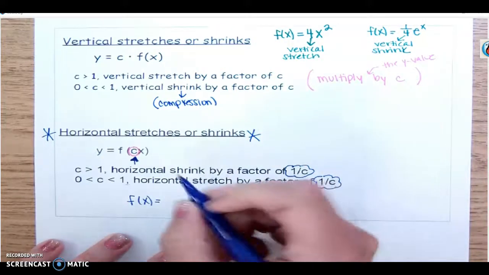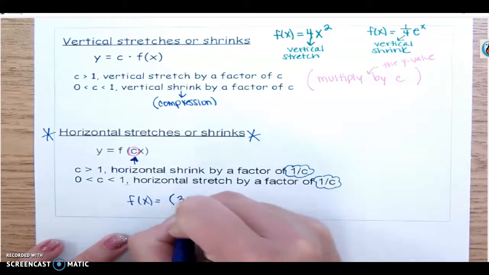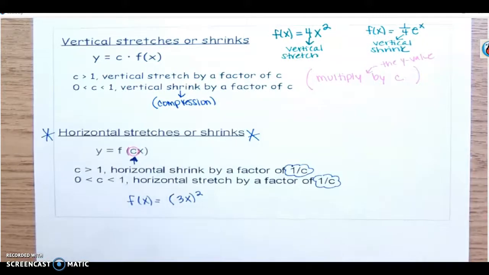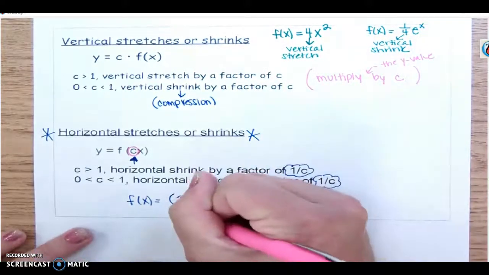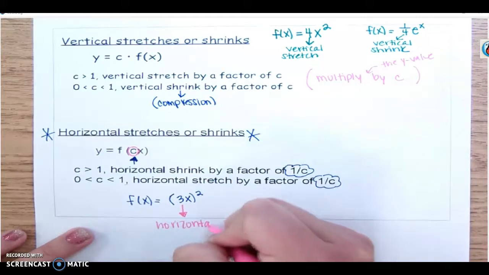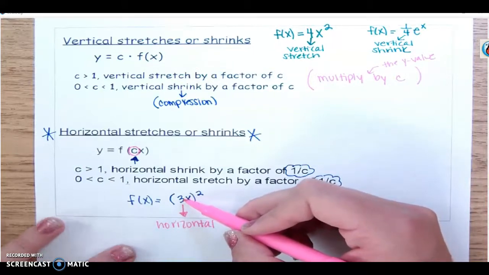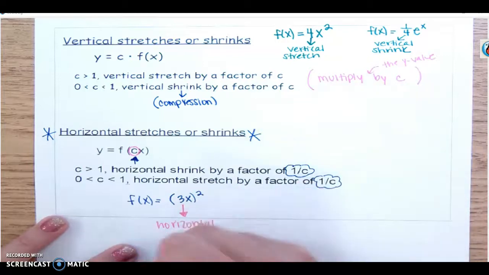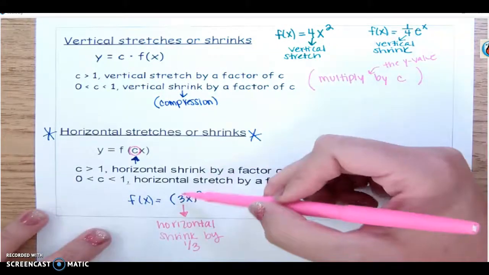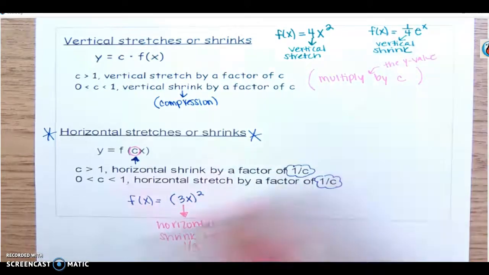So if we have f of x equals, in our parentheses, we have 3x squared. Because that 3 is in that parentheses, it's going to be horizontal. And because it's a 3 here, you're actually thinking about that it's really referring to as 1/3. So it's actually going to be a horizontal shrink, by a factor of 1/3. Okay? So the way I think about it, if I see a whole number here, I just think, oh, it needs to be the reciprocal. So if I see 3, I think 1/3, and so that has to be a shrink.